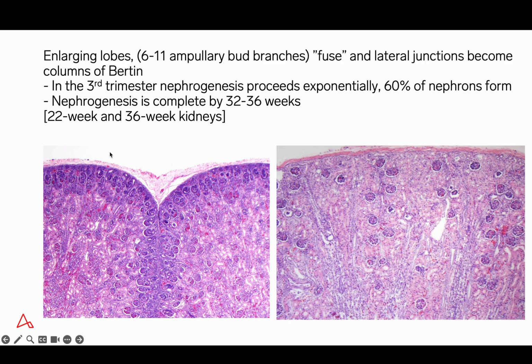Now, the enlarging lobes, which represent the 6th to 11th ampullary bud branches, fuse, and their lateral junctions, shown here in this 22-week kidney, are destined to form the columns of Bertin. Nephrogenesis is completed by 32 to 36 weeks, and in this 36-week fetus right here, we can see there is no longer any nephrogenic zone, and we can see row after row of glomeruli present.